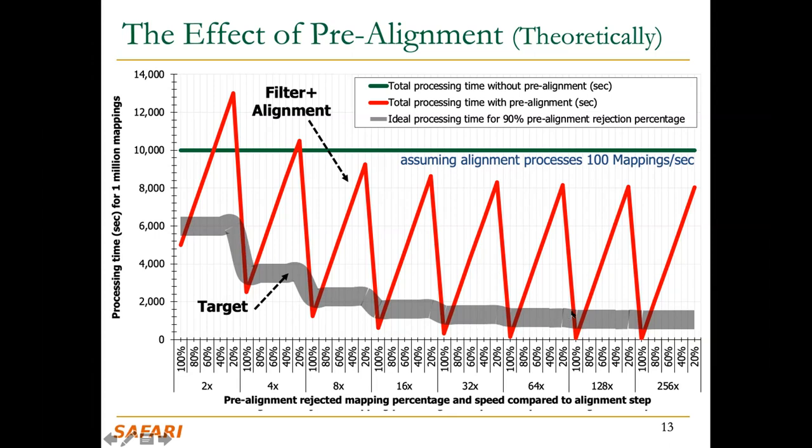Now back to the question, why can we not reject all incorrect mappings? Think about the optimality.